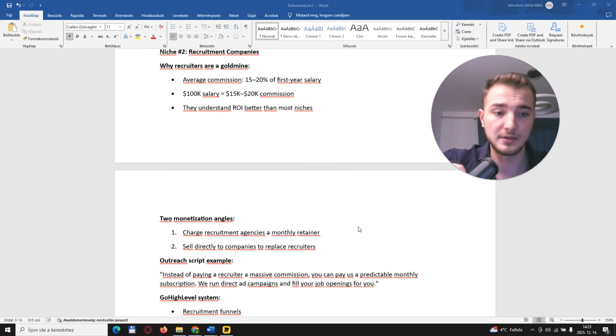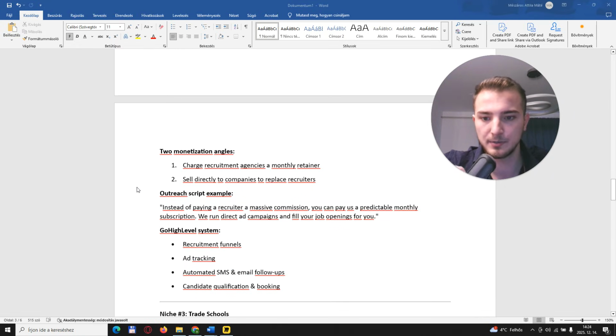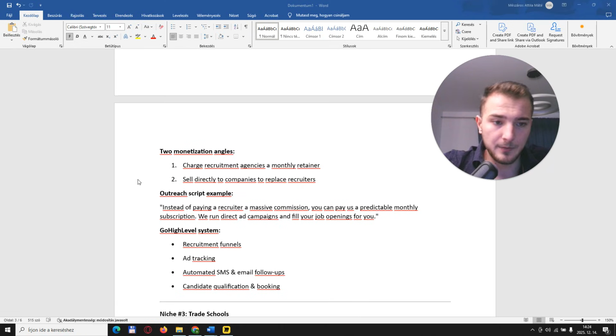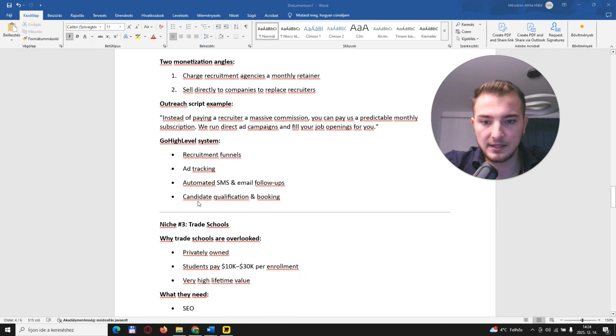One of my friends is using this model. You can send this outreach script to companies: instead of paying a recruiter a massive commission, you can pay us a predictable monthly subscription. We run direct ad campaigns and fill your job openings for you. These companies are privately owned, so you can reach out to them on the phone or via email or through LinkedIn. The GoHighLevel system gives them recruitment funnels, ad tracking, automated SMS and email follow-ups, candidate qualification and booking.